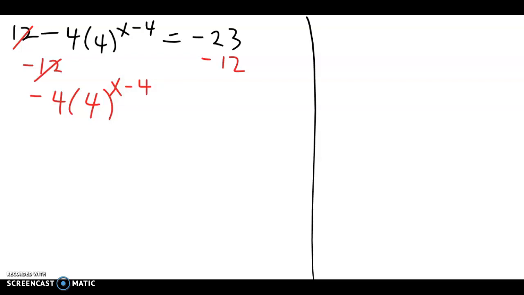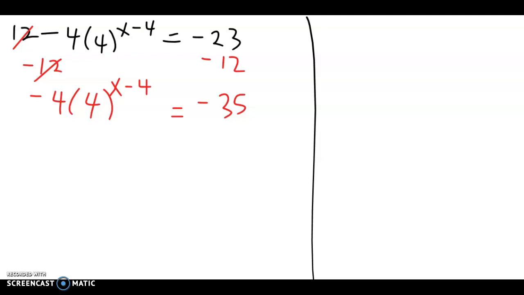So anything that comes with that exponential term, we have to get rid of that. So first we're going to subtract 12 on both sides of the equation. So that will give you negative 35 on the right side.